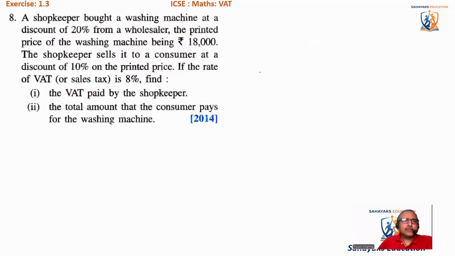Okay, coming to the next question. A shopkeeper bought a washing machine at a discount of 20% from the wholesaler. So the wholesaler has some price, and then we have the shopkeeper who got it for a 20% discount, the printed price on the washing machine being 18,000. So basically 18,000 was the price, but the shopkeeper purchased it for 80% of this value. A 20% discount means 80% of this value.